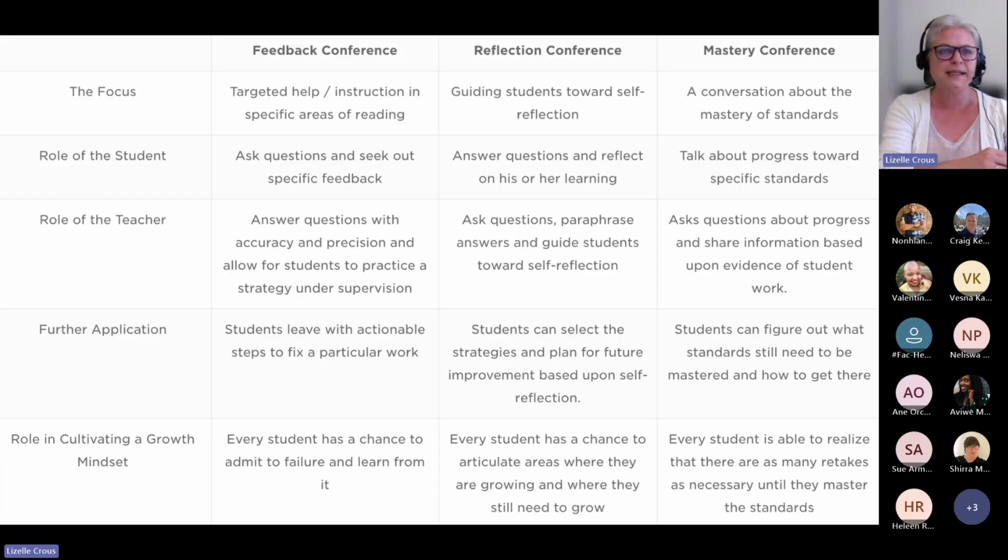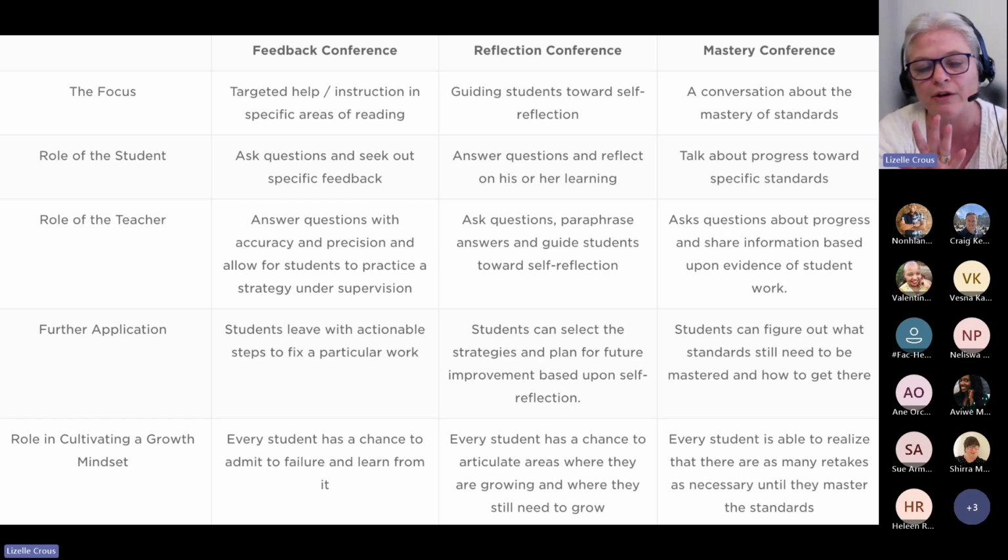So the feedback conference, the focus is on targeted help. They're getting help or feedback on specific information or areas that they need to look at. The students are asking the questions and seeking out specific feedback. The role of the teacher is then to answer questions with accuracy and precision and allow the student to practice the strategy under supervision. They can come up with further action plans, and that allows them to develop their own learning path.